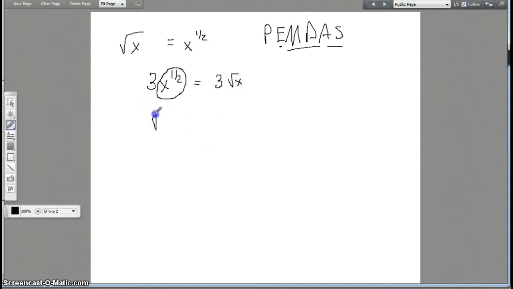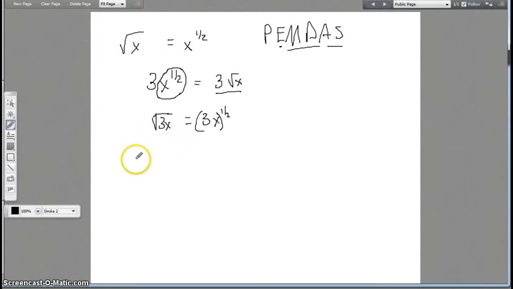If you have the square root of 3x, then you cannot just write that as 3x to the 1/2 because that would mean 3 times the square root of x. If you want to write the square root of 3x in exponential form, you have to put this in parentheses to show that the 1/2 power applies to everything. So be careful with your order of operations. 3x to the 1/2 is 3 times the square root of x. 3x in parentheses to the 1/2 is the square root of 3x. These are very different things.